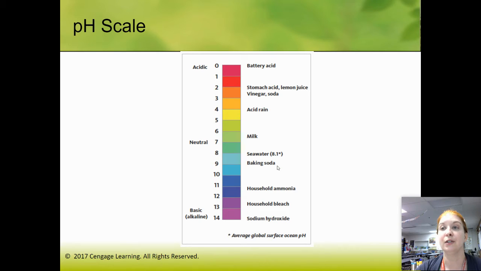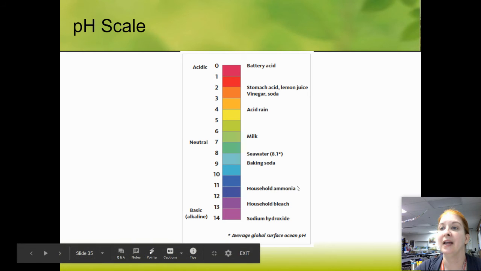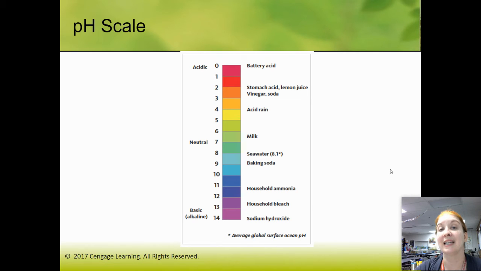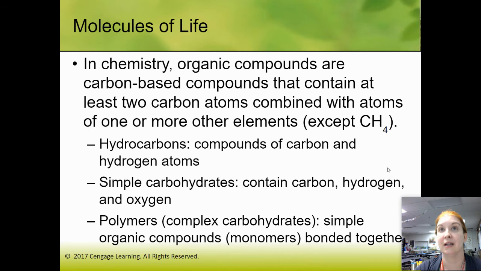Baking soda. So you've all done the baking soda and vinegar lab. So when you take an acid and a base, what happens? You get some type of super cool reaction. If you haven't done that, you can try that. Please do it in your kitchen sink, not on a table. Then ammonia, bleach, sodium hydroxide. The stronger bases are going to be your cleaning objects.